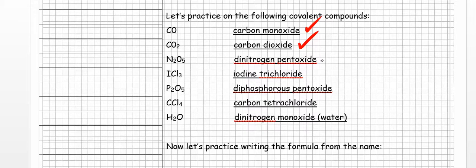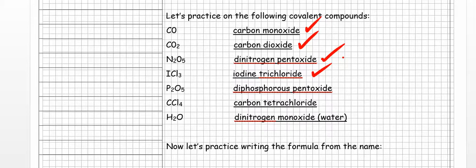All right? So dinitrogen pentoxide for that third one. Let's take a look at the fourth one. We have ICl3, that would be iodine trichloride. Iodine trichloride for the fourth one, right? Iodine trichloride. Tri is 3.